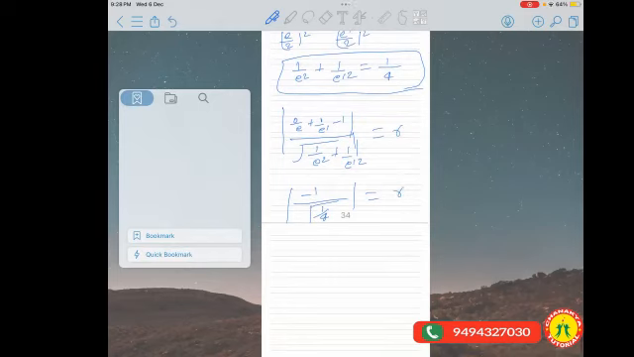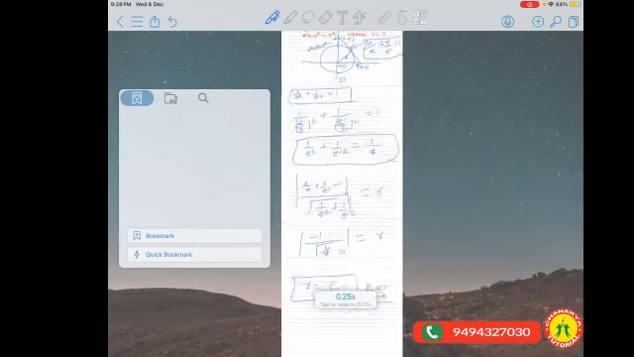So now r is equal to 2. So r is equal to 2 is the answer for this question.